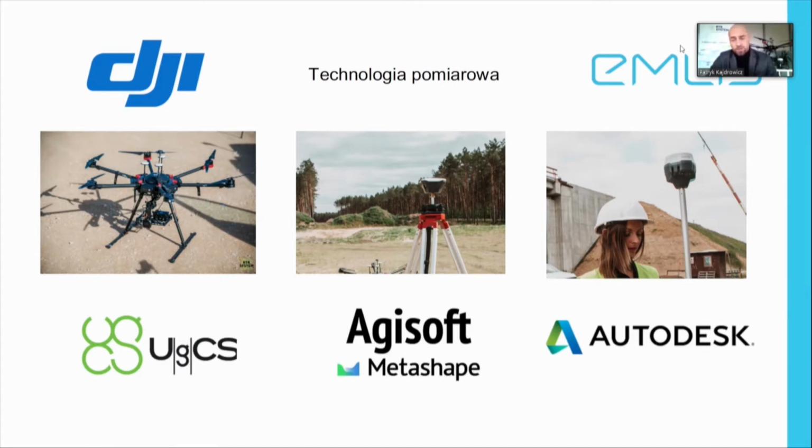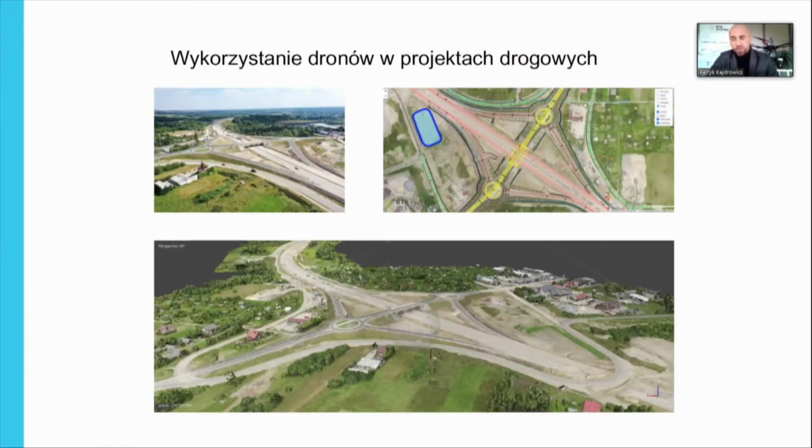And below we have the manufacturers of software we use. The majority of them are known to you, and these are the results of our works on road construction. So this is the first photo showing the platform level, unmanaged equipment, and up to 1 centimeter accuracy, allowing you to verify the works.